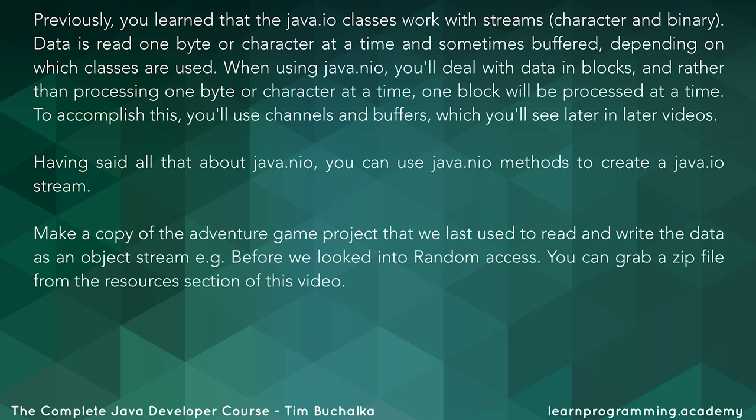With all that said about java.nio, you can use java.nio methods to create a java.io stream, but more on that later. For now, make a copy of the adventure game project that we've been working on in this section of the course, which we last used to read and write the data as an object stream. In other words, before we looked into random access.